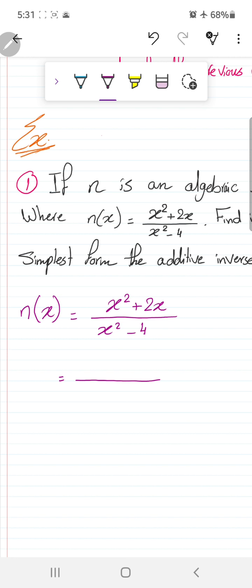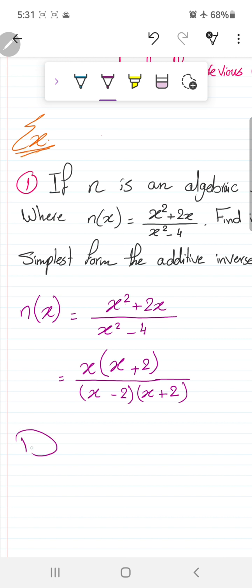Factorize. Here we have x as a common factor in the numerator. Take x as a common factor. We get x power 2 over x equals x, plus 2 over difference between two squares. So x and x minus 2 plus 2.